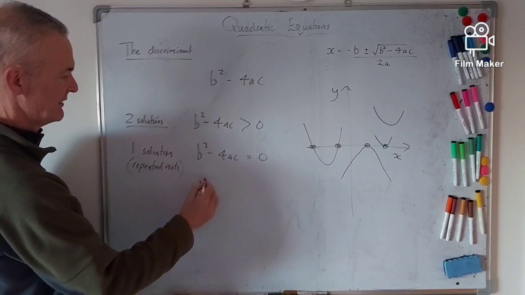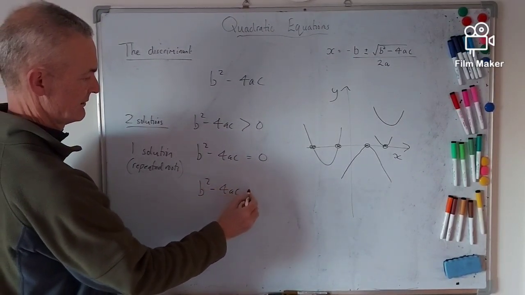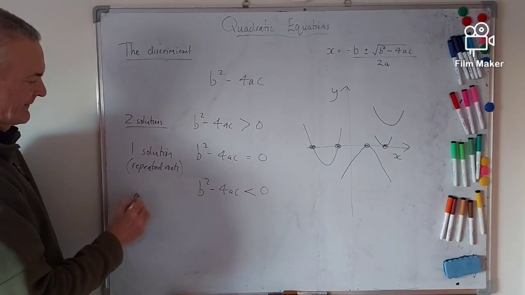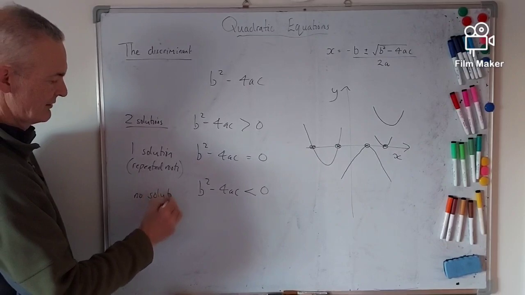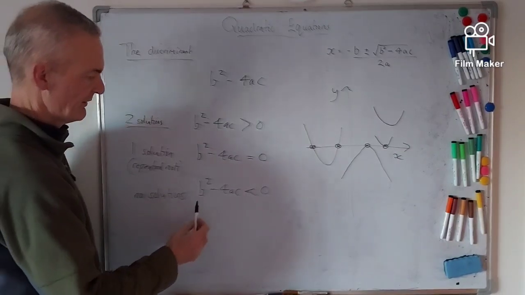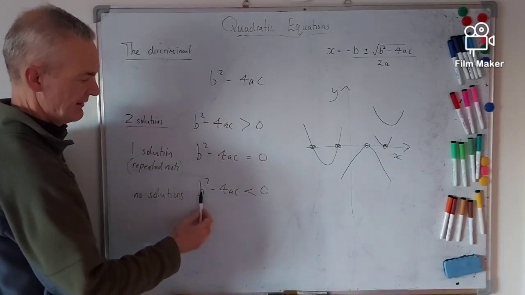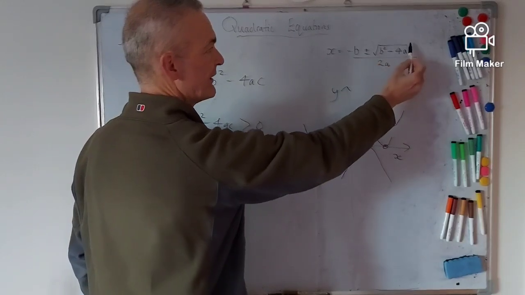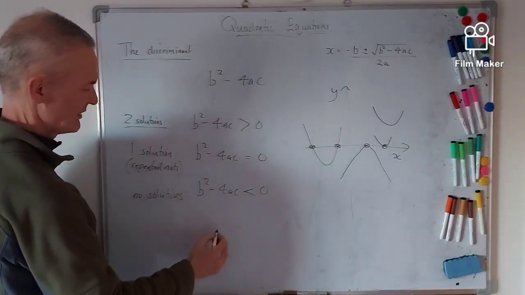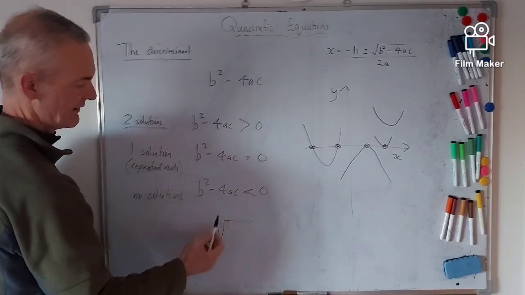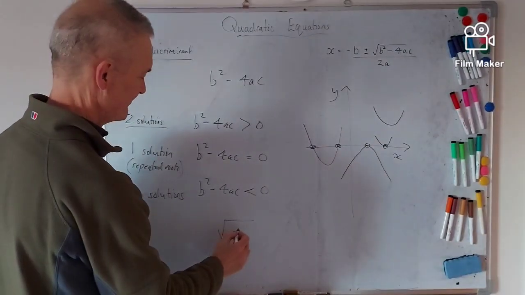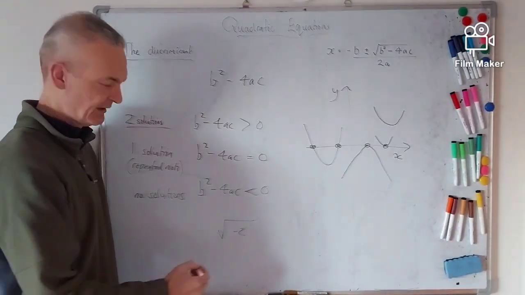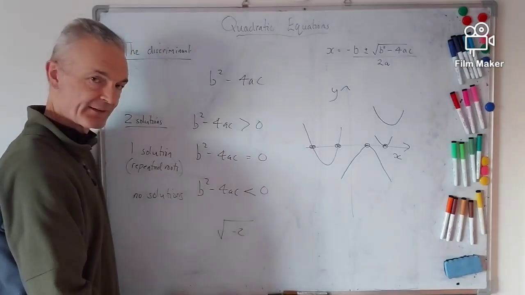Okay, and finally, if it's less than 0, you've got no solutions. And if you think about it, it's b squared minus 4ac. In the quadratic formula, it's inside a root. So if this is less than 0, you're going to have a negative number in there, say the root of -2. Well, that's not going to give you an answer if you put it in your calculator. There is no solution to that.